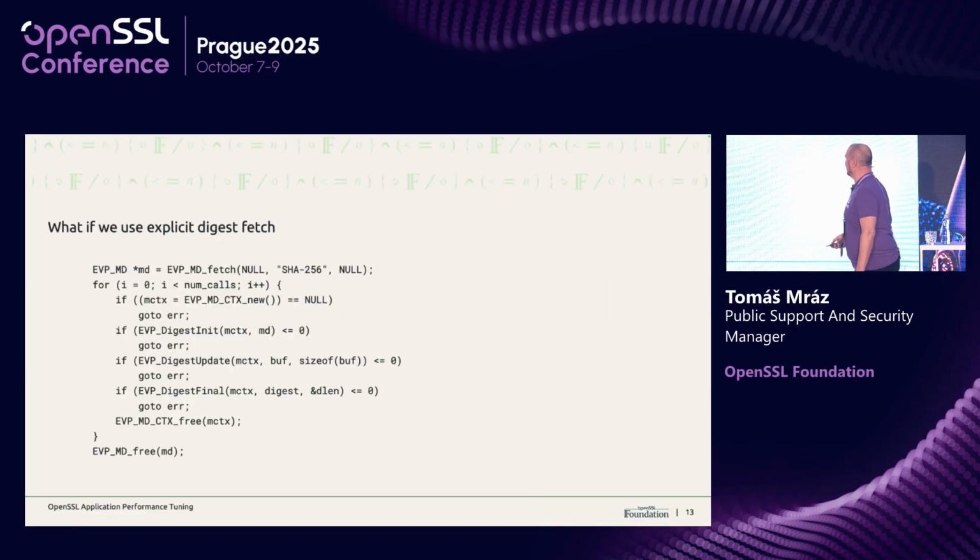We can make it better if we explicitly fetch the hash implementation. We don't use this implicit static object. So we do it outside of the loop once, and then we use it inside the loop in the digest init call.